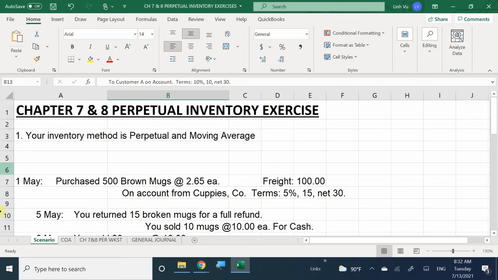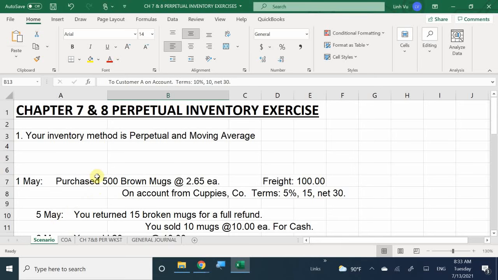All right. So once again, we're going to go over the chapter 7 and 8 perpetual inventory exercise. This is going to be a reflection, or an introduction, to what you should expect when we are dealing with perpetual inventory in this kind of scenario. This is what I expect you guys to do when we actually dive into the class project.